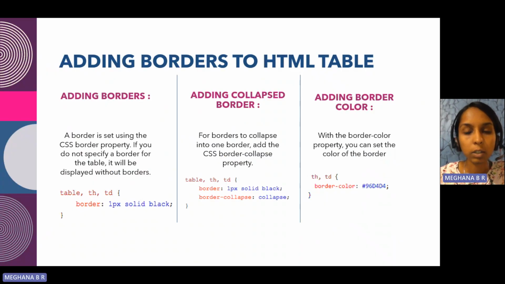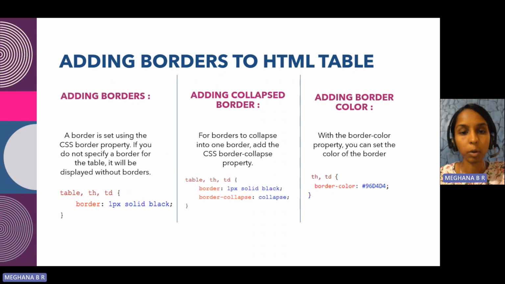Next is adding borders to the HTML table. We can add different types of borders, we can add collapsed borders, and also we can add border colors. For adding borders, use the CSS border property, and you can see the syntax: table, th, td, and border: 1 pixel solid black. So it creates a border.